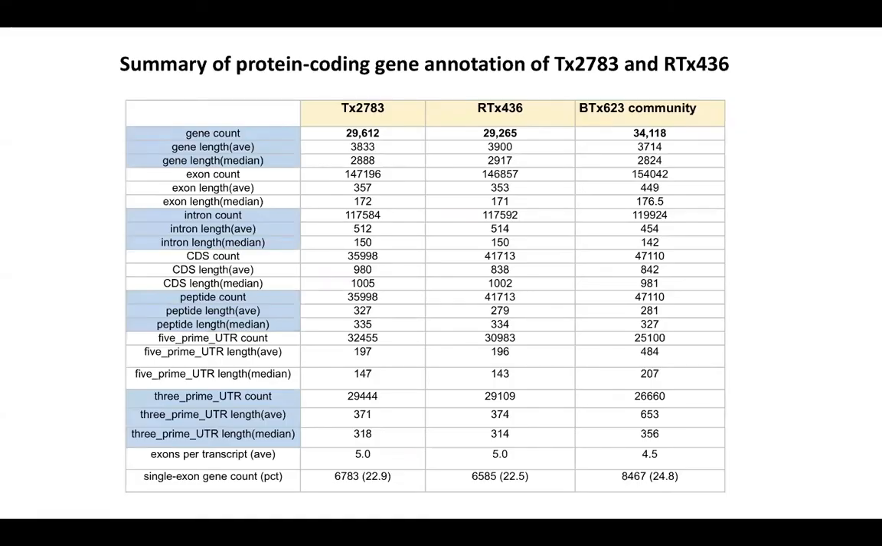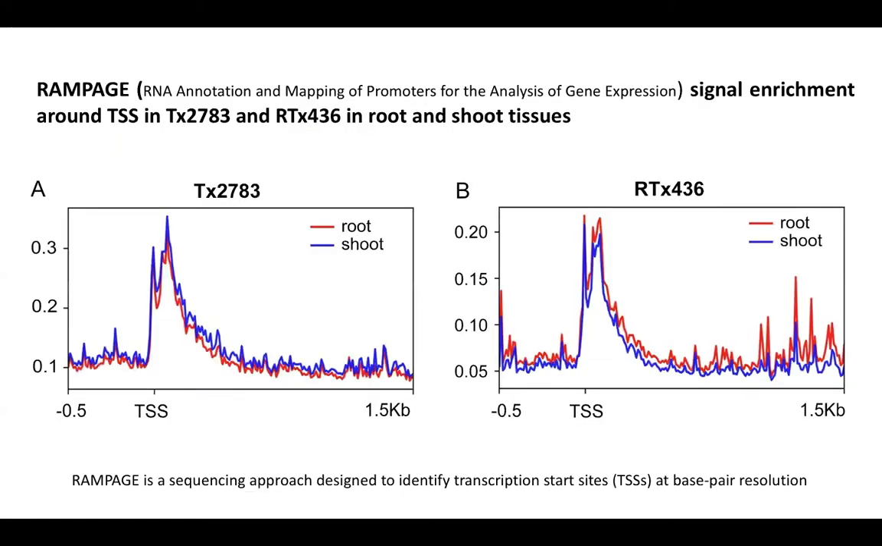This is a summary of the protein-coding genes for these two genomes. We annotated more than 29,000 protein-coding genes plus 4,000 non-coding genes in these two genomes. To assess the completeness of the 5' UTR and transcription start sites, we used root and shoot tissues to perform the RAMPAGE experiment. RAMPAGE is a sequencing approach designed to identify transcription start sites at base pair resolution. Looking at the RAMPAGE signal distribution, you can see the signal was enriched at transcription start sites. So this confirmed that the transcription start sites were well annotated in the two genomes in this study.